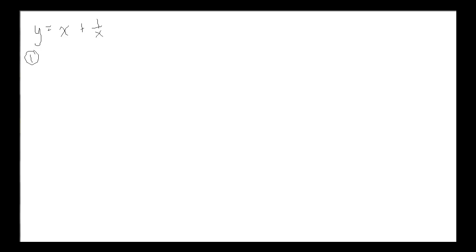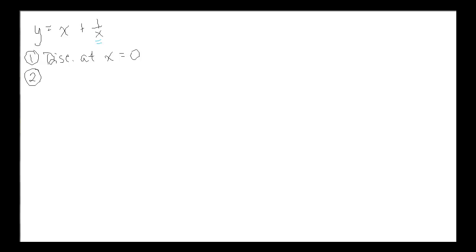All right, so first up, points of discontinuity. Any places where we would be dividing by 0 or taking an even root of a negative number. So certainly, I have an issue here if x is 0. So I have a discontinuity at x equals 0, and in fact, I will have a vertical asymptote there.